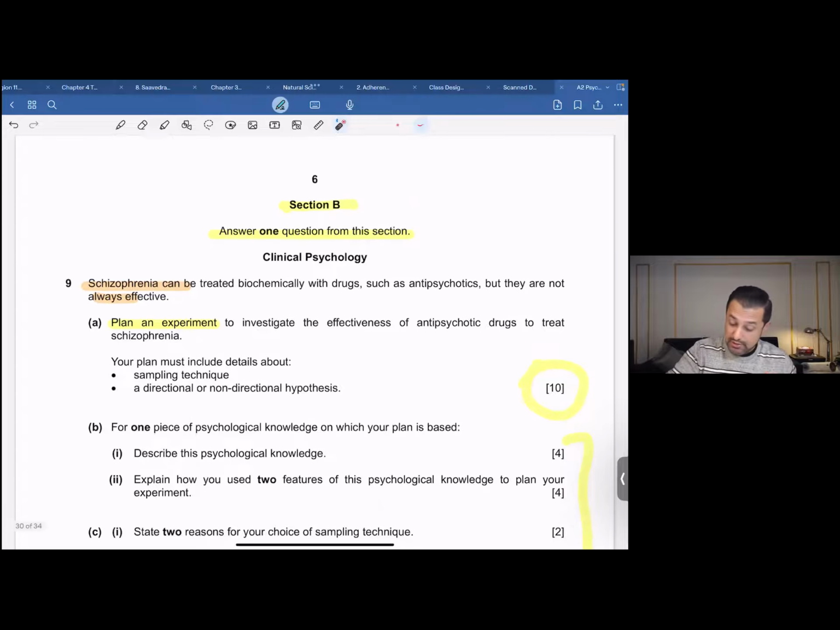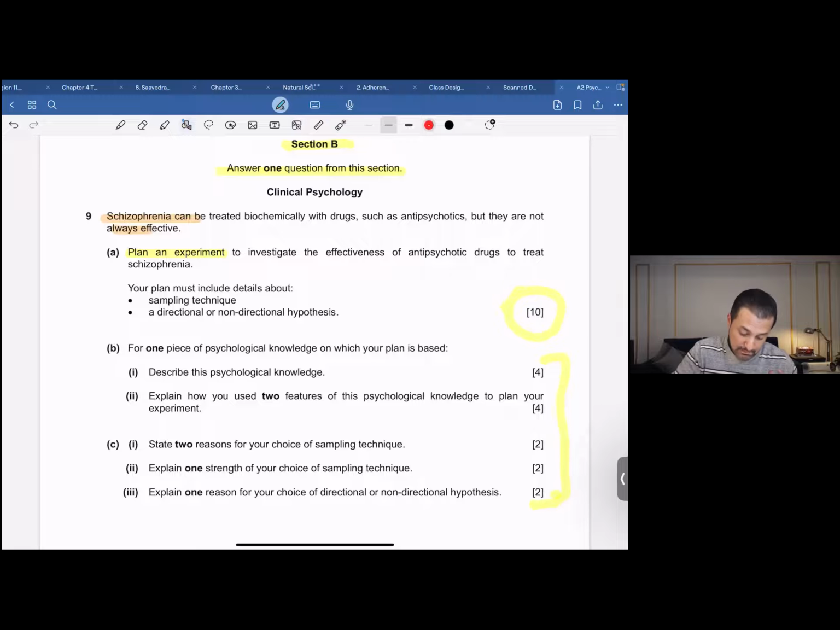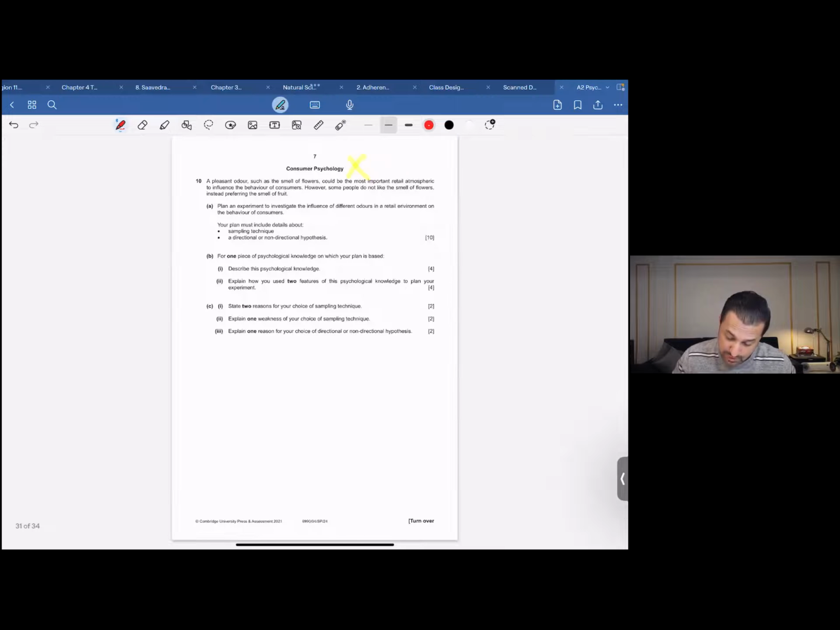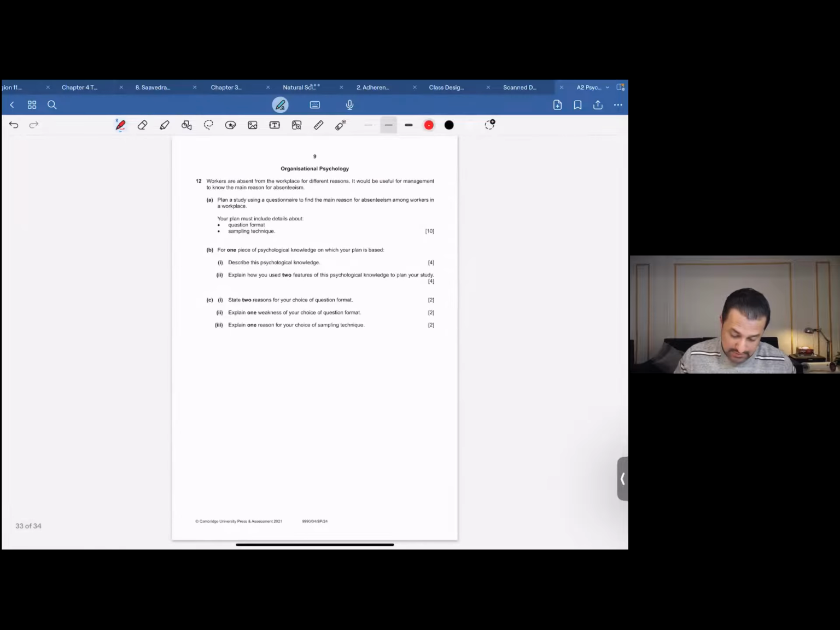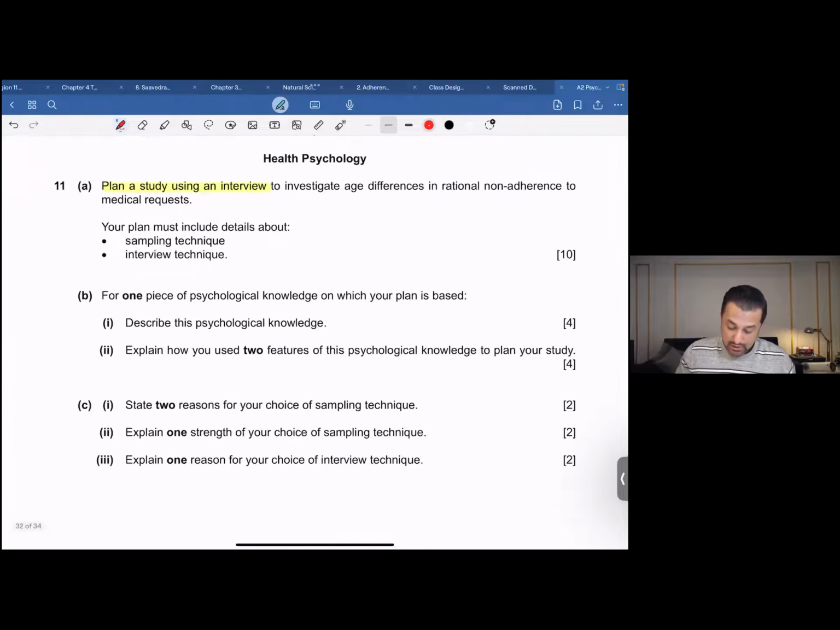So what we understand from here is, in section B, we are expected to attempt any one question. Having a look at the marks over here, this part is of 10 marks. This part is of 8 marks. And this part is of 6 marks, right? So 10 and 8 make 18, and 6 more make 24 marks. So 24 marks from here, and that is it. This is a question from the health psychology component as well.